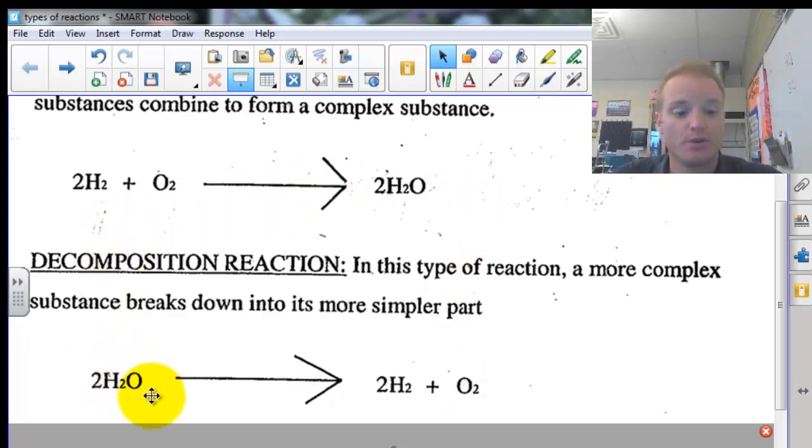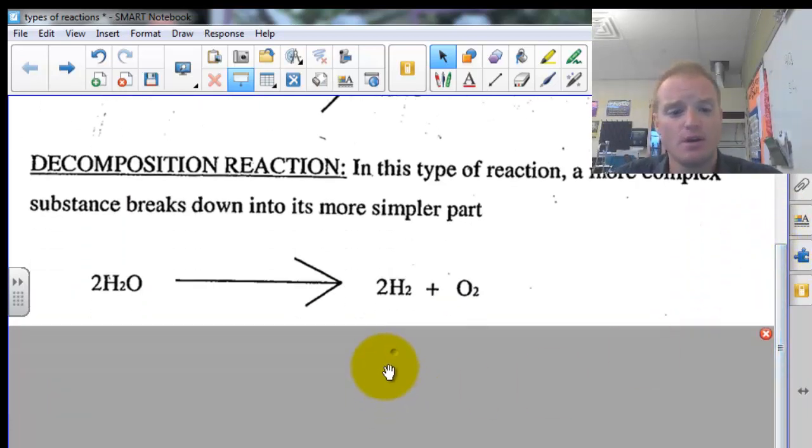If we have that 2H2O, so a couple of water molecules, and then through the reaction, we break those bonds and they reform into 2H2 and O2. So we're breaking the bigger water molecule down into its smaller parts, into hydrogen and oxygen. That would be a decomposition. To decompose means for something to break down. Same idea here, taking the larger molecule and breaking it down.